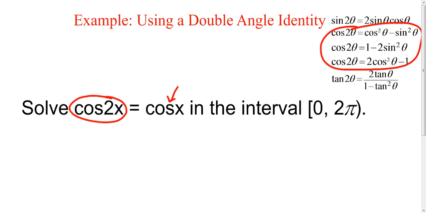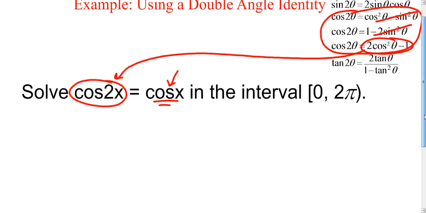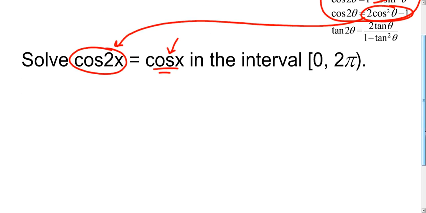So I'm limited to one trig function. I'm not going to choose this one because it has sine in it. I'm not going to choose this one because it has cosine in it. I will choose this one to replace that with, so that when I have cosine on this side, I only have cosines in my equation and I have one trig function. So I'm going to replace this cosine 2x that's circled with 2 cosine squared x minus 1. And then I'm here. Okay?